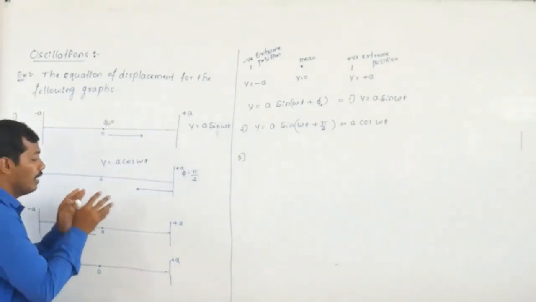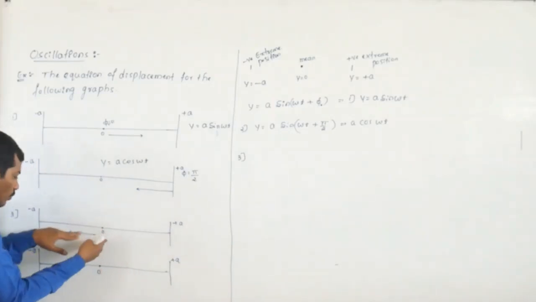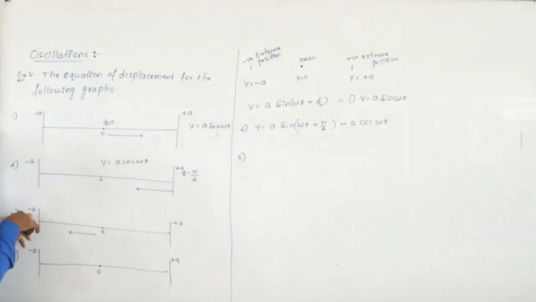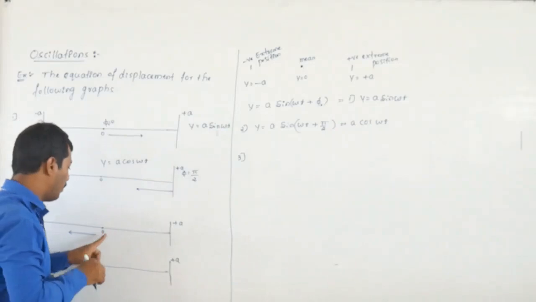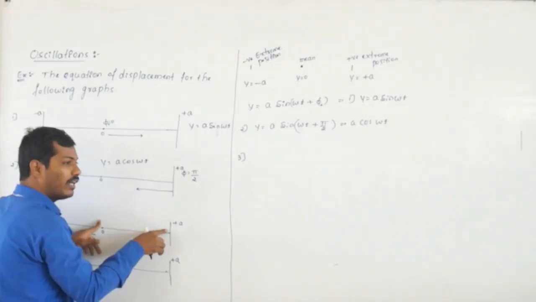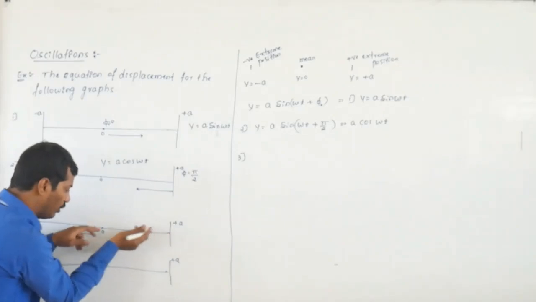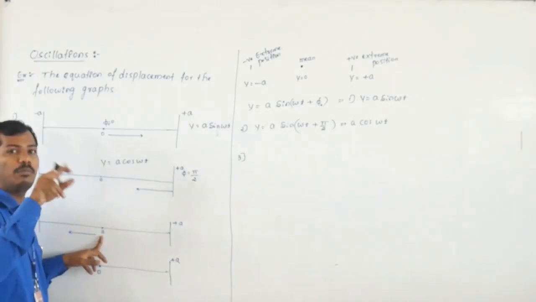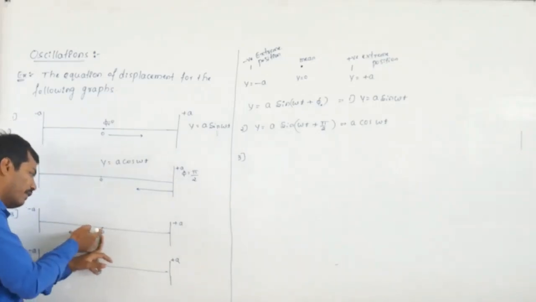Here, the third one starts from the mean position, but it is moving with a negative amplitude. So it means negative displacement. It is moving along the negative displacement. When it travels from the mean position to the extreme position it is pi by 2, and when it returns from the extreme position to the mean position it is again pi by 2. Pi by 2 plus pi by 2 is pi. Then it is again moving in the negative direction.